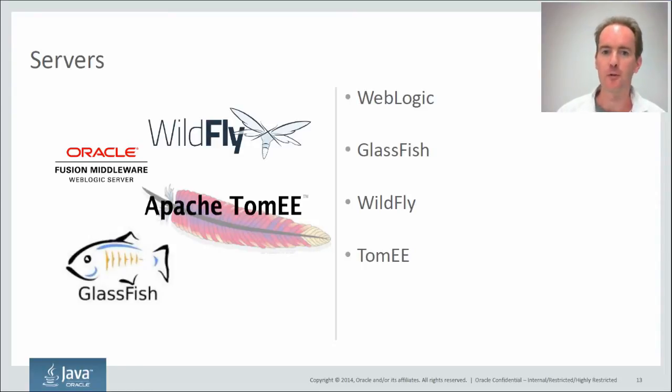When you are choosing a server, what's very important to be aware of is whether the server that you choose supports the version of Java EE that you are using. Currently, the version of Java EE is Java EE 7, and not all of the application servers support Java EE 7. So when choosing an application server, make sure that it matches with the version of Java EE that you are using.